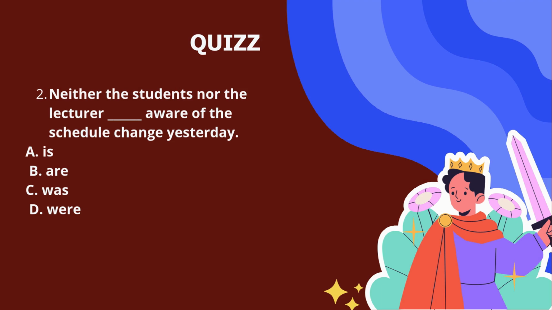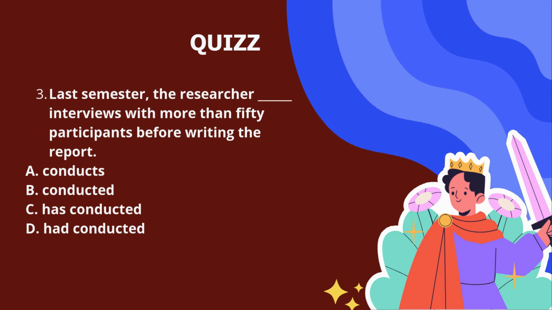Because this is a past tense, the answer is C, was. So, neither the students nor the lecturer was aware of the schedule change yesterday. Okay, come to the next.